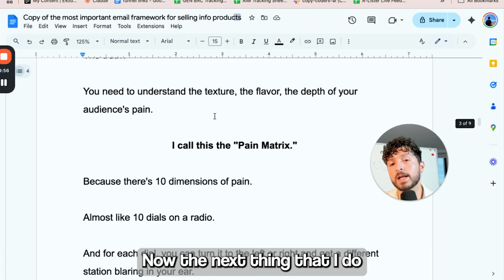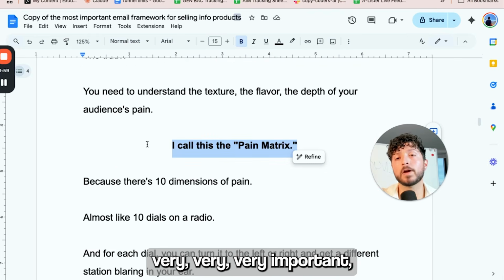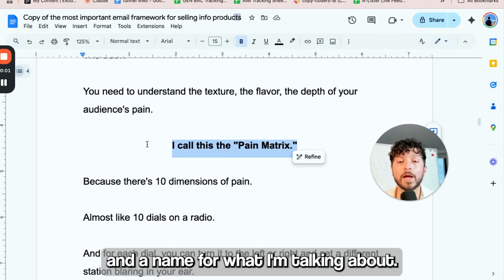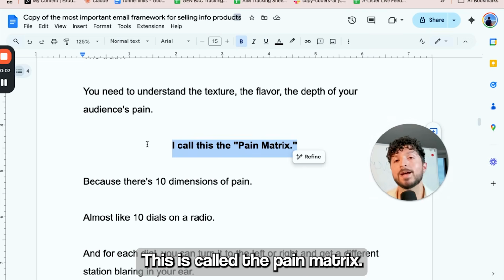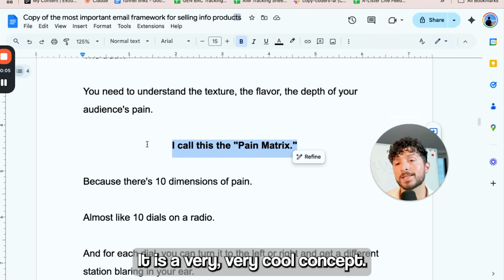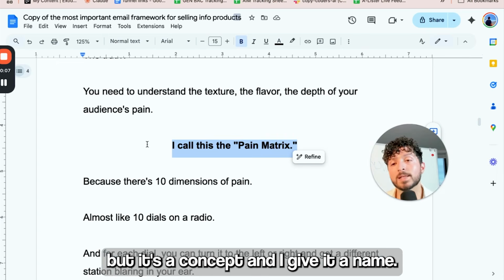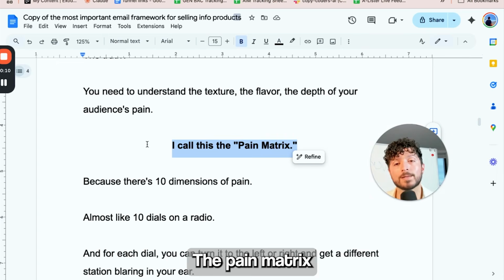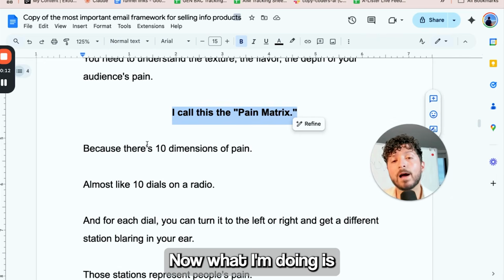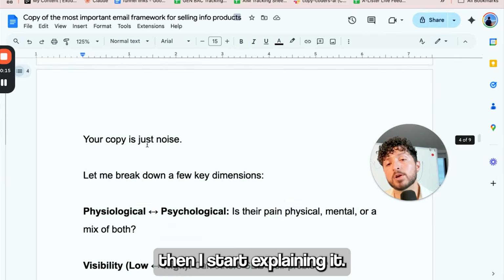Now, the next thing that I do is I have a name. Very, very important. I have a concept and a name for what I'm talking about. This is called the pain matrix. It is a very, very cool concept. It took me a long time to develop it, but it's a concept and I give it a name, the pain matrix. Very, very important. Now, what I'm doing is I start explaining it.